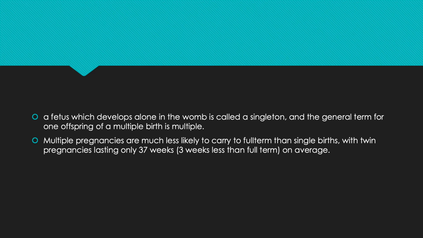A fetus which develops alone in the womb is called a singleton. And the general term for one offspring of a multiple birth is a multiple. Multiple pregnancies are much less likely to carry to full term. Full term is 40 weeks of pregnancy, while twin pregnancies last only 37 weeks on average, so it is 3 weeks less than full term.